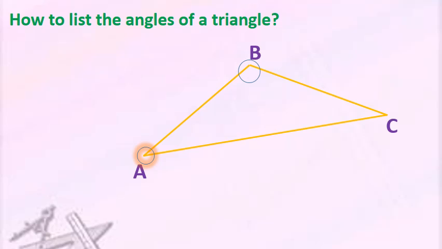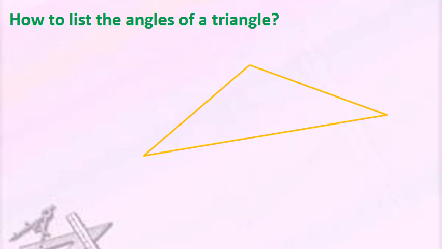Again, we're going to take this extremity and this extremity, but we're going to keep the vertex in the middle. So this angle is BAC, and we're going to put above it this sign, which means the angle sign.